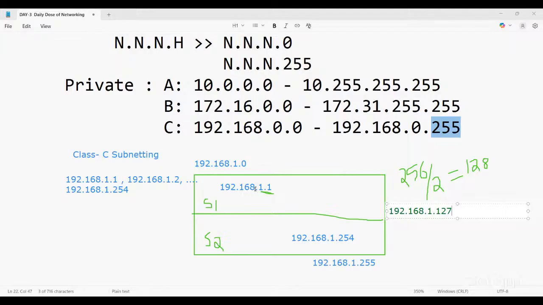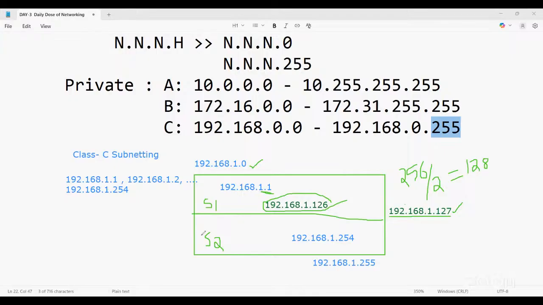So you can use only up to one less than your broadcast ID. So it will be 192.168.1.126. So these are the workable IPs in this scenario. So what about second subnet? Okay, so we said this is the last working IP of subnet number 1, this one. Okay, and this is the broadcast ID of subnet number 1. So that means you started from here, you ended here.